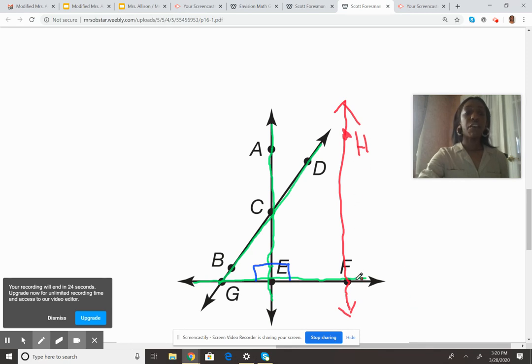So that's all we have for you today. We have gone over lines, perpendicular lines, and parallel lines. So I hope this video helps you. You can always come back to this video to help you with your assignment.